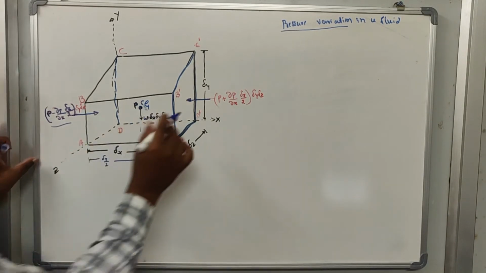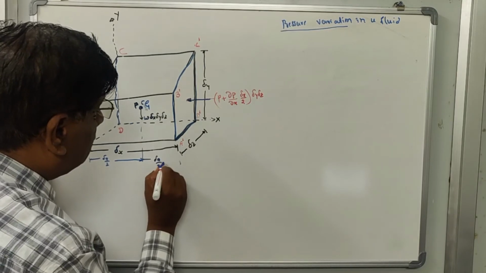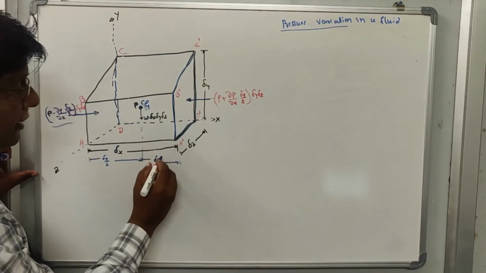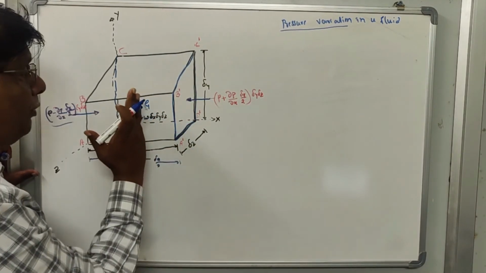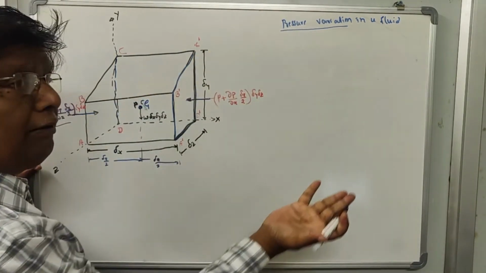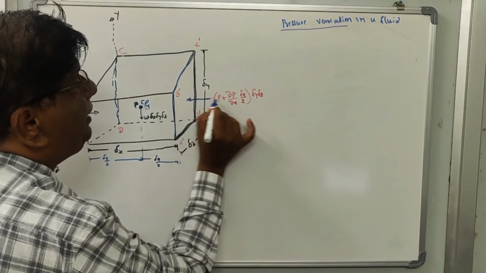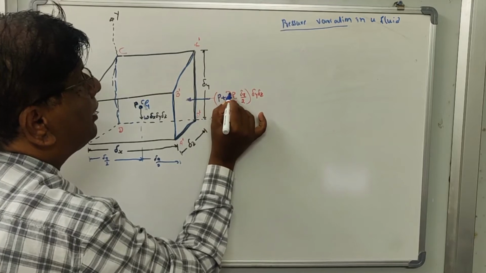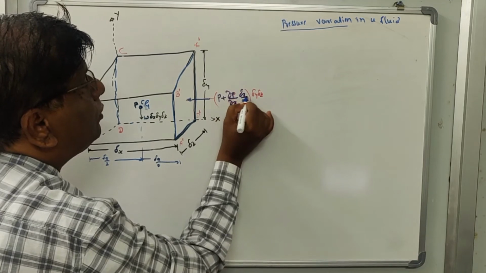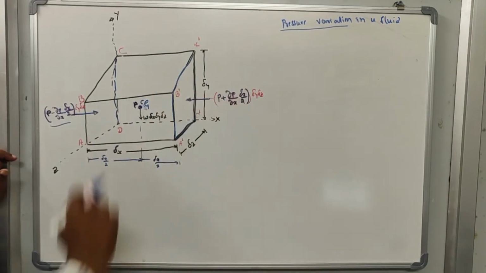Similarly, you consider another plane which is again at a distance of delta x by 2 from the CG point, but this plane is lying on the right hand side. So the pressure intensity on this plane is P plus dabba P by dabba x delta x by 2. Then the area of this plane is delta y delta z.